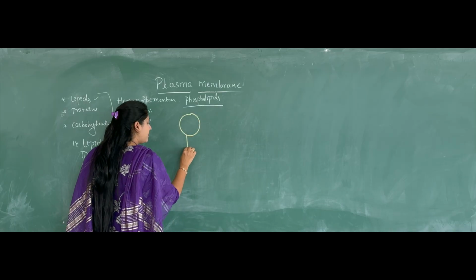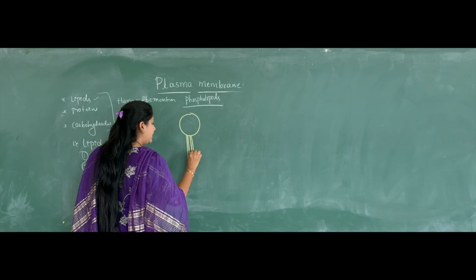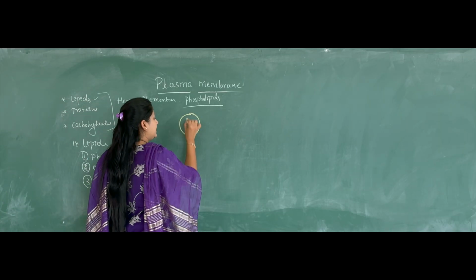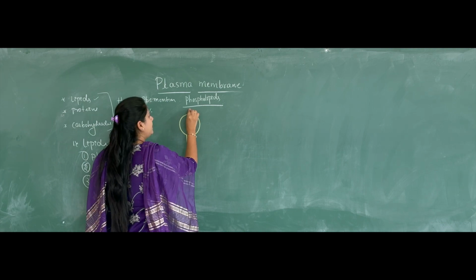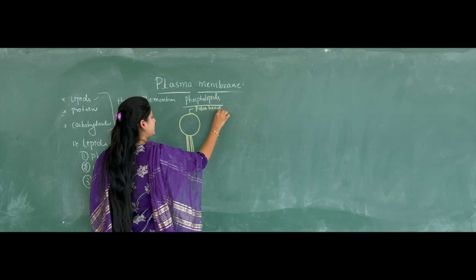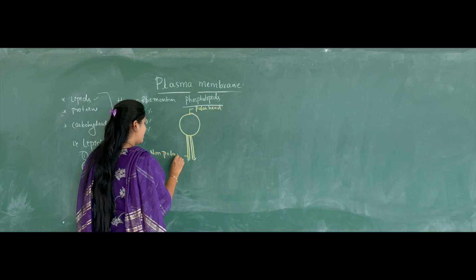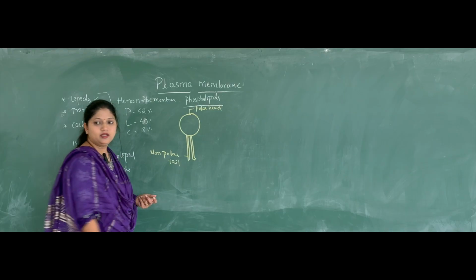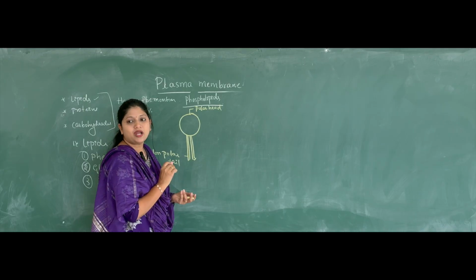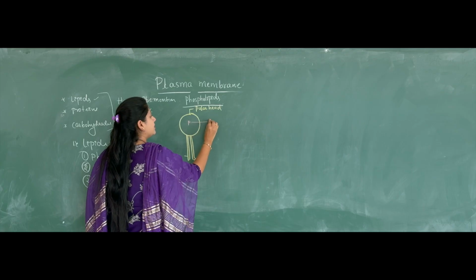head structure and a tail structure like this. A head and a tail structure. Now what is present in the head and what is present in the tail? The head is called a polar head and the tail is called a non-polar tail. Polar head and a non-polar tail. Now what is present here in the polar head? So usually a phosphate is present in the polar head.